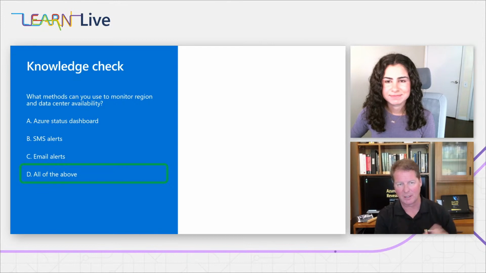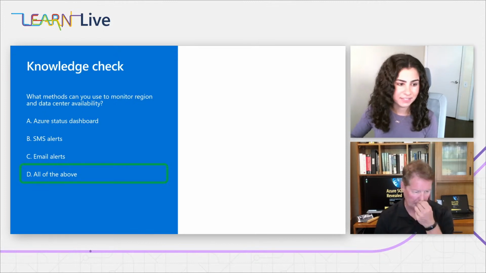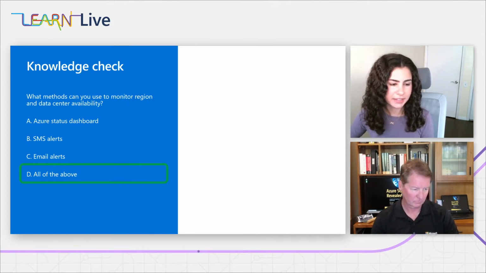You might want to visually look at a dashboard, but wouldn't it be nice to get a text alert to say, hey, the East US is down. I better go look at something, right? Yeah, definitely. And it looks like most people ended up getting that one. So okay, cool. Great job.